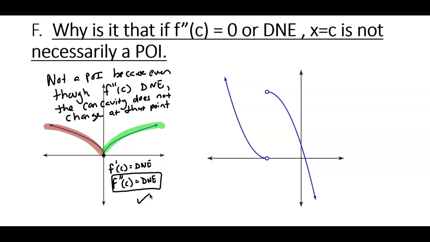Now, here's another one. Since this is a hole, that would mean that f prime of x does not exist. And if f prime of x does not exist, that also means that f double prime of x does not exist. And furthermore, to the left of that point we have concave up, and to the right of that we have concave down. So why is this one not a point of inflection? Well, the reason is because there's no point there. You can't be a point of inflection if there's no point that exists there.